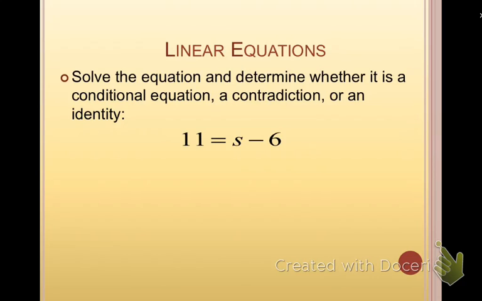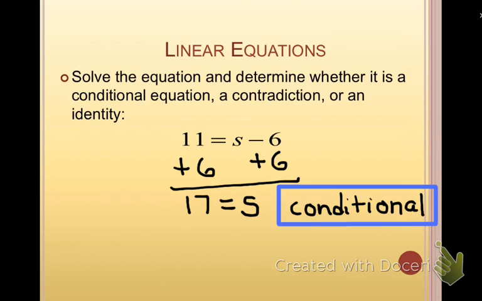Now try this one. 11 equals s minus 6. This one was the easiest so far. All we had to do was add 6 to both sides, and we end up with a solution of 17 equals s. And because it has a solution that makes the equation true for that particular value, it's a conditional equation.